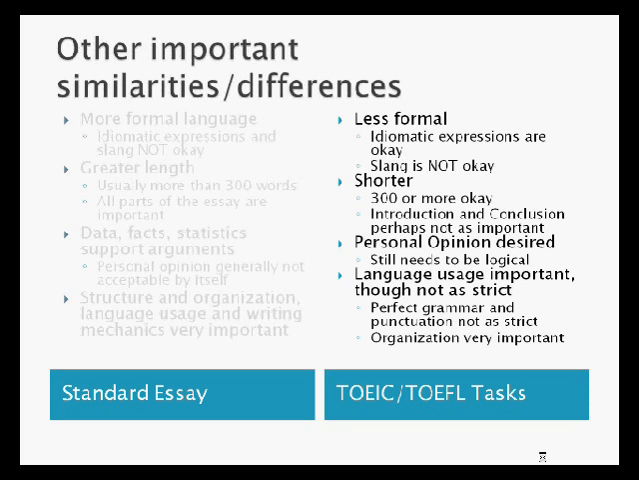This is the objective of the essay or the writing task. So in this case, the only thing we really need to think about is, are our opinions logical? And again, language usage, especially vocabulary, do tend to be important. But perhaps perfect grammar and punctuation are not as strict. In other words, you can make some mistakes and still receive a very good score on the writing task. And of course, organization is still very important.